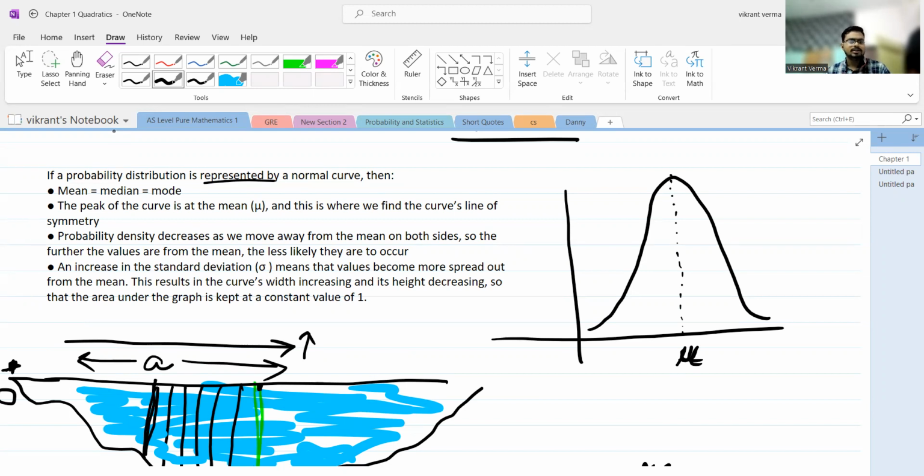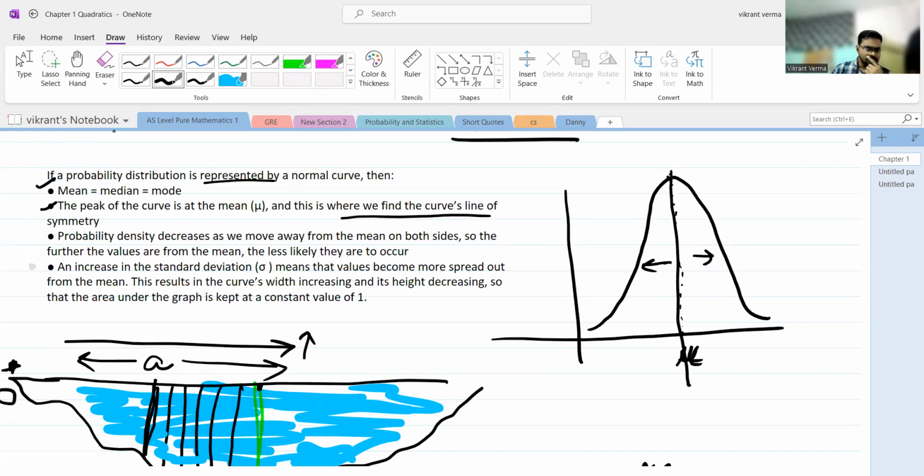The peak of the curve is at the mean, and this is where we find the line of symmetry. This bell-shaped curve is symmetric about this particular line. So we have covered these two points.